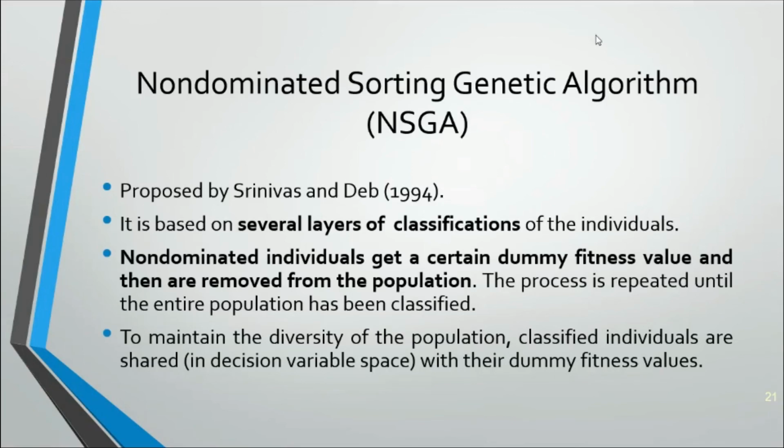So that is in order to keep the diversity of the population. If we are keeping only the Pareto optimal solutions, in that case the diversity of the population is lost. So what we do is we classify the individuals into different classes, and then in order to keep the diversity, individuals from each class are shared or selected.